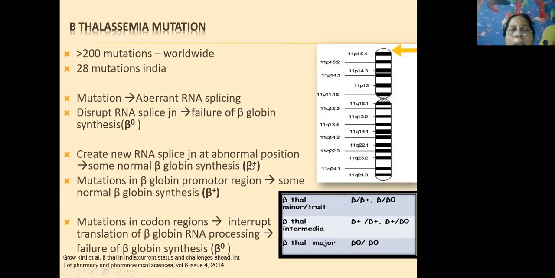And beta plus is due to a new RNA splice junction at an abnormal position, or there is some mutation in the promoter region. So there must be some amount of beta globin, but not fully, not 100%.